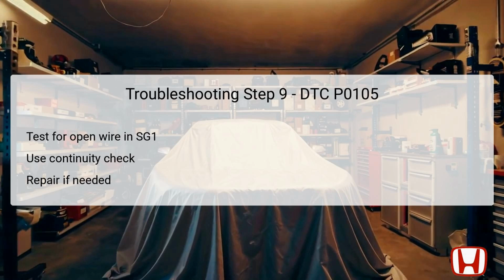If continuity is present, this indicates the SG1 wire is intact and functioning effectively, directing the technician back to the service documentation for further troubleshooting if needed. However, if no continuity is found, this signals that an open exists in the wire leading from the PCM to the map sensor, requiring immediate repair. This is essential to restore proper signaling in the electronic system.